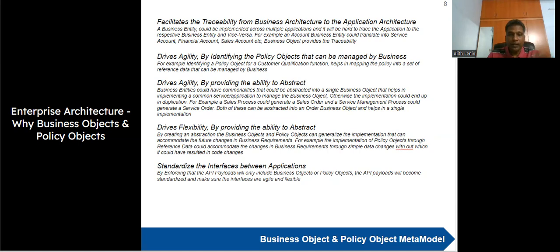It drives agility in multiple ways. So it drives agility on the policy object side. By abstracting the rules or the process specifications into policy objects, it helps us define the specifications, right? And identify the reference data that we need to give control back to the business so they can manage the policies by themselves, right? That helps in the agility.